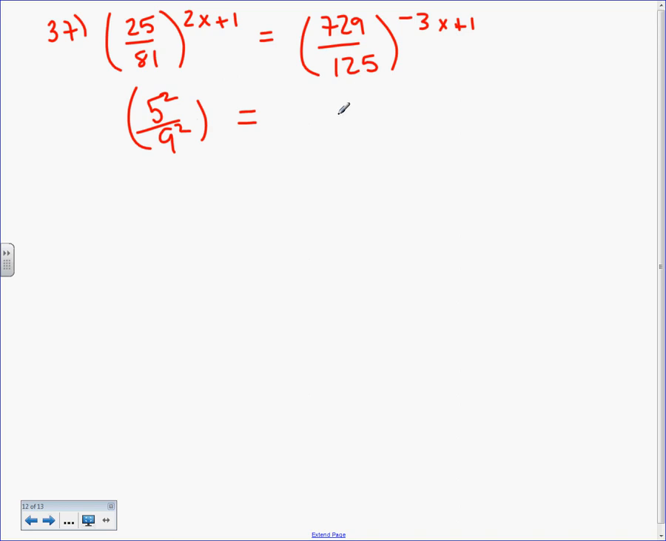So 5 to the third is what? 125. Okay, well that worked out nicely. So if this is 5 to the third, I probably need 9 to the third. So let's check that. What's 9 to the third? 729. So pause and look up here when you can, okay? It was pretty easy to guess that this was probably 5 squared, okay?